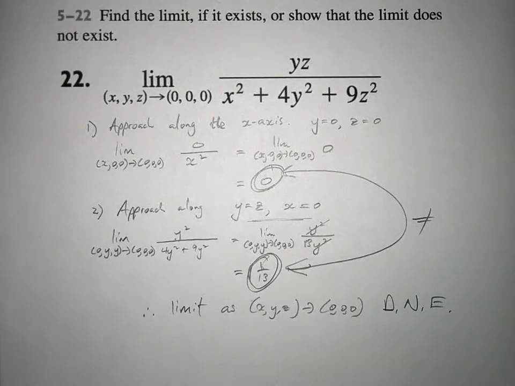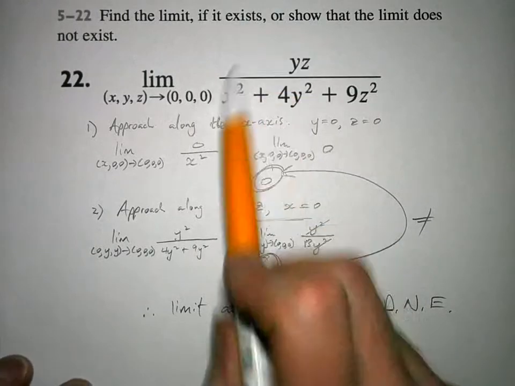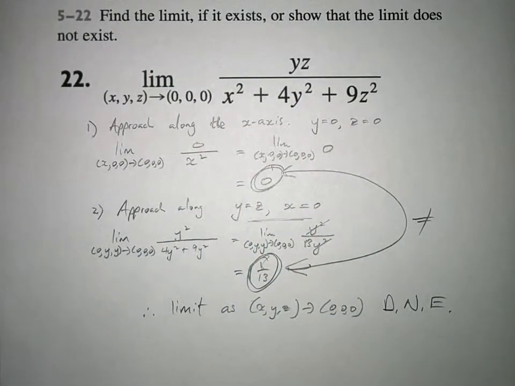Okay, so the only tricky thing about this example was that it was a three-variable function. Otherwise, it's exactly the same as the two-variable case. Find two lines where the limits are different and show that, and therefore you can conclude that the limit does not exist.